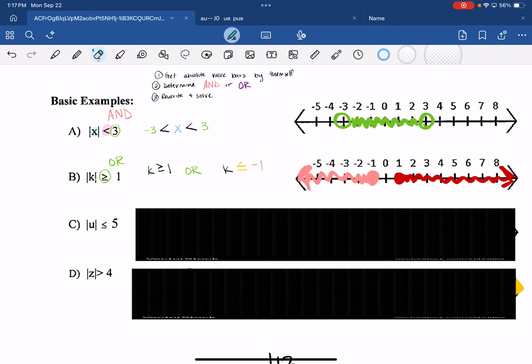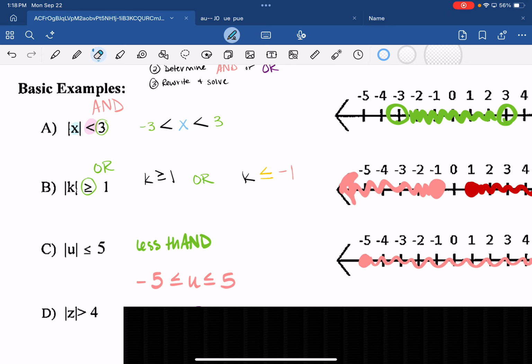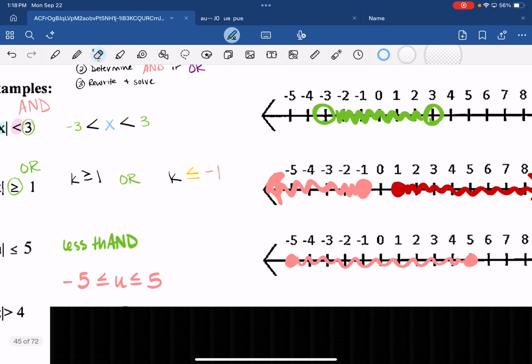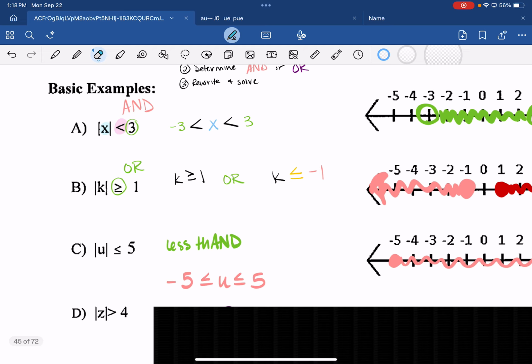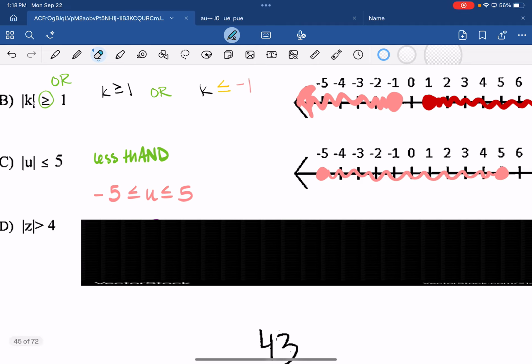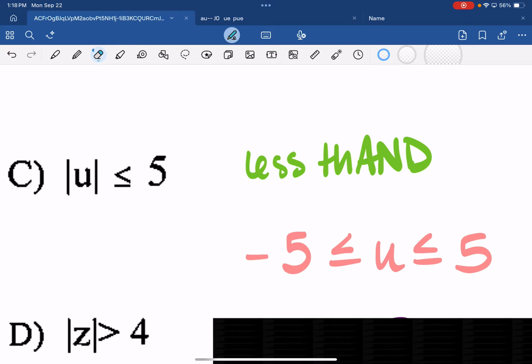All right. Our first one was an and situation. Okay, so we should have written negative 5 is less than u, which is less than or equal to 5. Here's my graph. It was an and situation because it was less than, right? Absolute value of u is less than 5. So less than means and. Okay? So that was for C. Wait, how was that and? Because it's a less than symbol right there. Okay? I did it the wrong way.